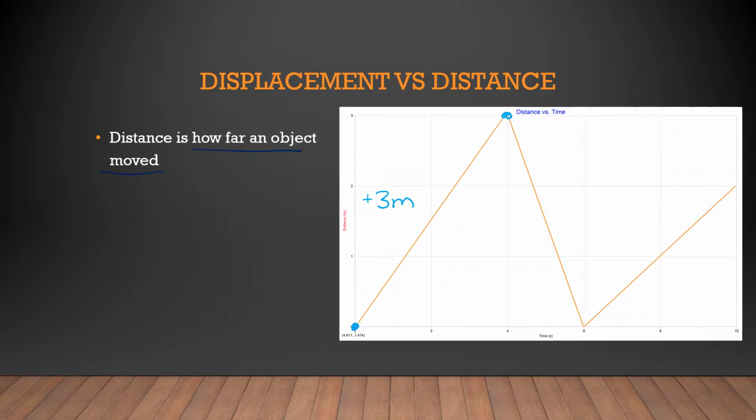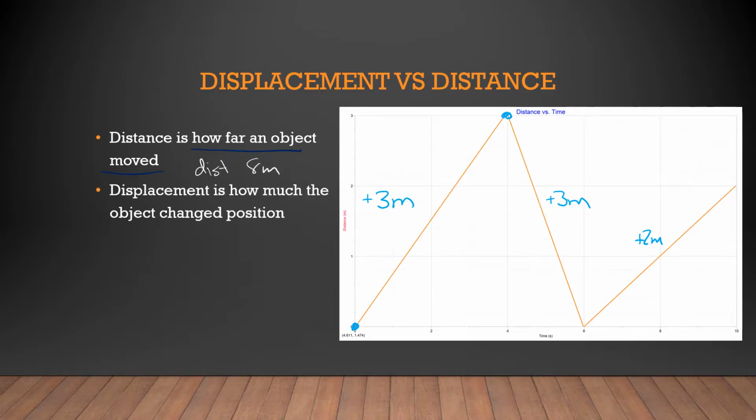In the second section, we went from 3 back down to 0, so that requires yet another 3 meters. Basically like walking out, walking back. So now we've got a total of 6 meters. In the last section, we start at 0 and end at 2, so we have a total of plus 2 meters for that section. That means my distance traveled for this object would have been 8 meters.